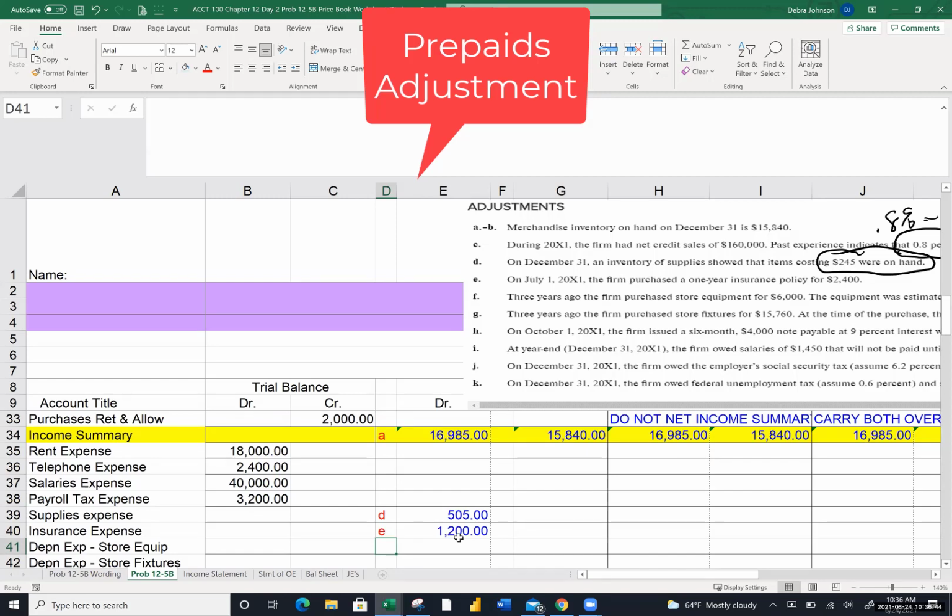That's an old one. So when we have prepaids, we need to go make sure that the prepaids are up to date. That transaction transferred the used amount, or half, out of the prepaid and into the expense.